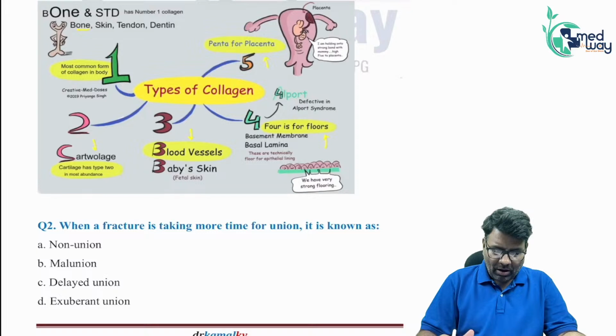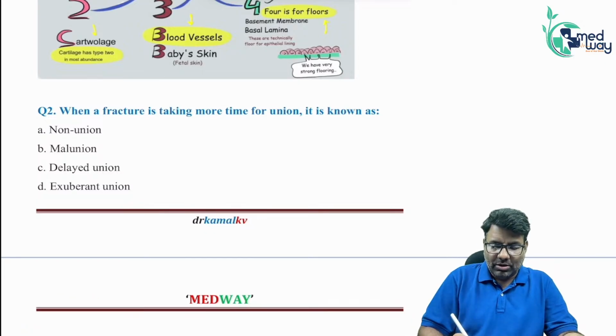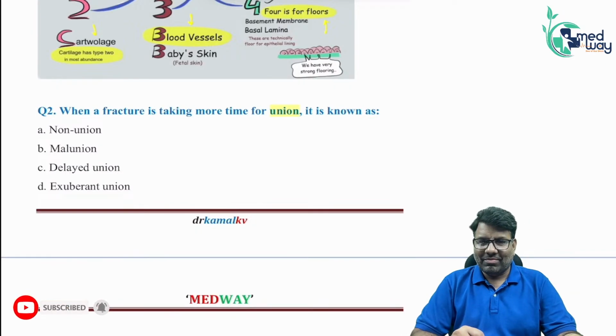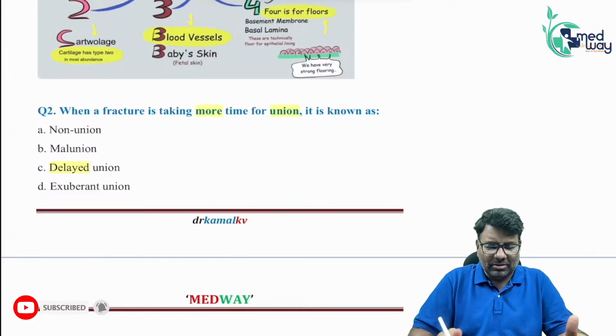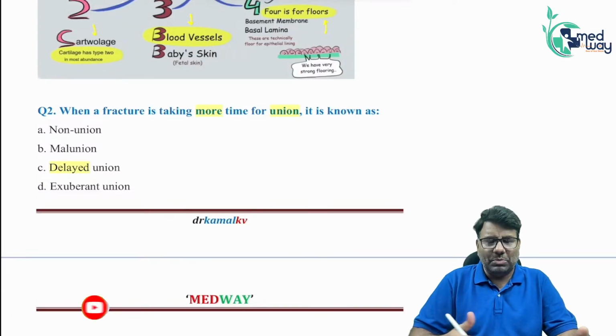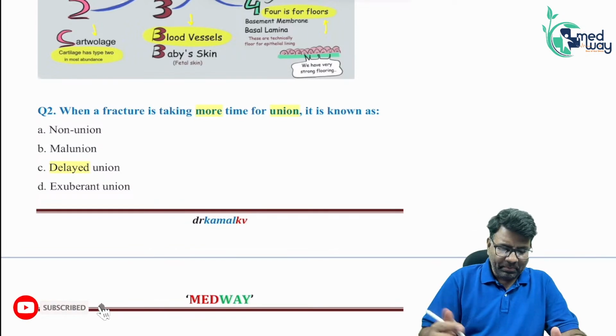Now moving forward to one question which is about complication or some problem related to union, right? So if a fracture is taking more time for union, the question itself speaks for the answer. When the fracture is taking more time for union, obviously you will call it delayed union. Now taking the options, non-union, right? So here the answer is delayed union.